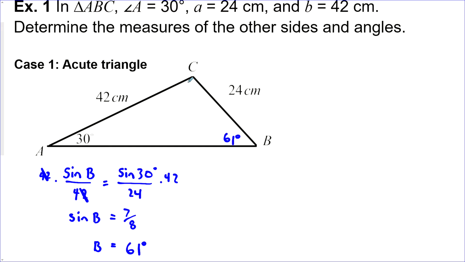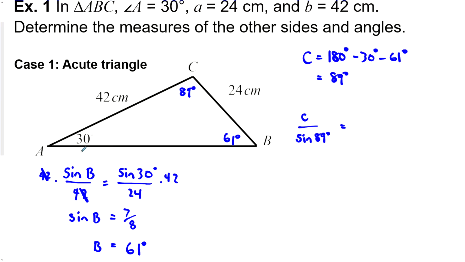Next we can find angle C. So C is equal to 180 degrees minus the other two angles that we already know, and that will give us 89 degrees. And last thing to find is little side C. So we'll use the sine law again, match it up with its angle, sine 89, and let's use the couple that we were given in the question. It's probably not rounded, it's our most accurate.